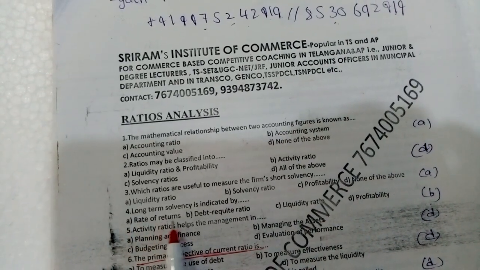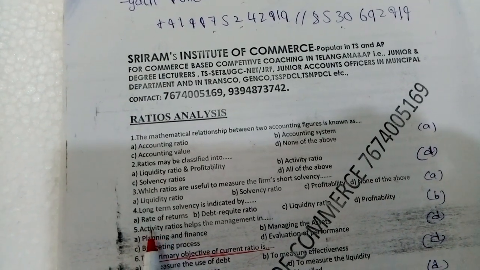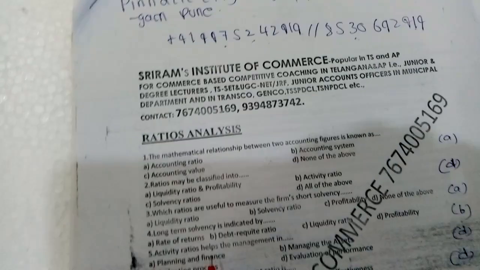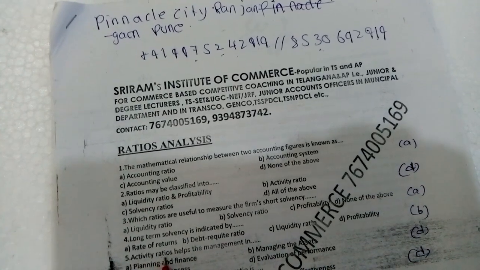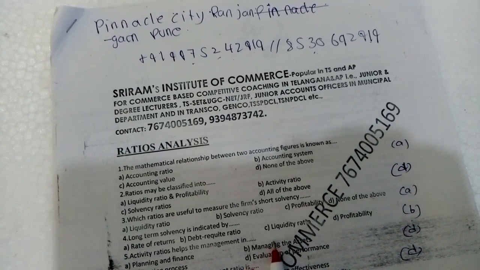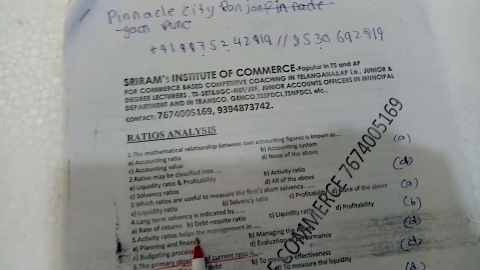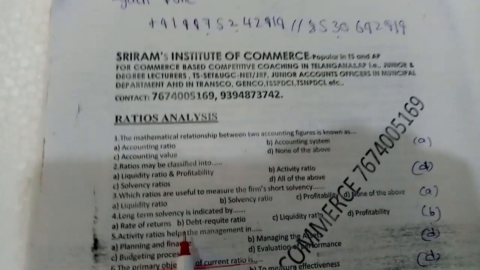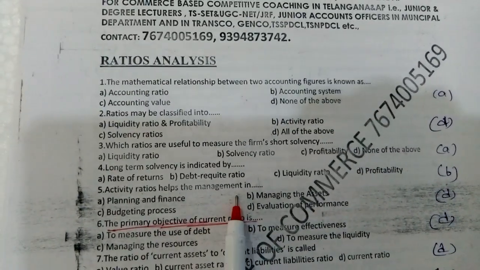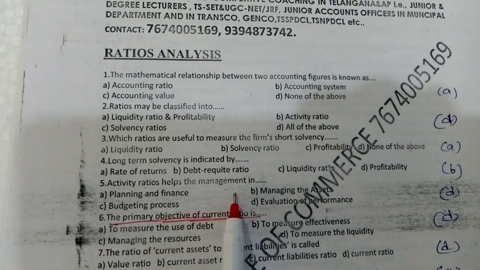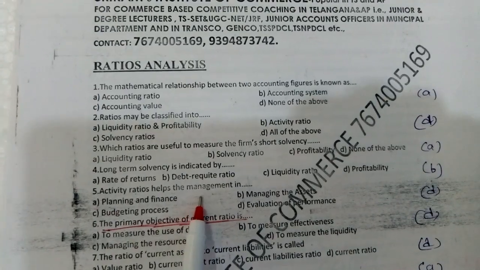Next, fourth: long term solvency is included in. Long term means the company is not for 1 or 2 years, it runs for its lifetime. So in the long term, A is rate of return, B is debt equity ratio, C is liquidity ratio, D is profitability ratio. Answer is B, debt equity ratio. Means how much debt the company is taking and what assets are concerned in the company, which is known in the solving of the debt required ratio.